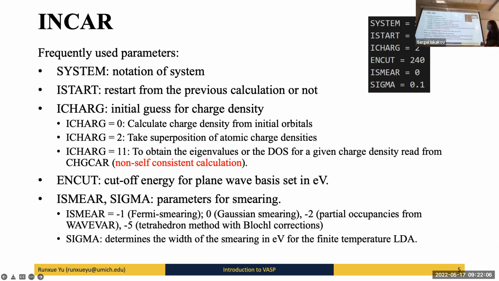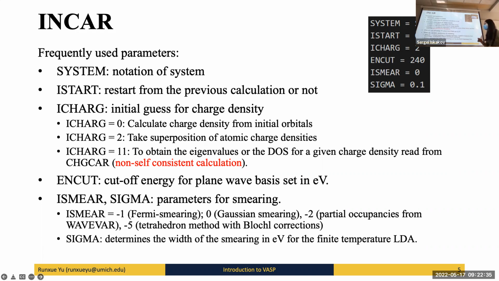Sometimes we try to find the optimal energy cutoff by doing the self-consistent calculation with different ENCUT values. When you find the difference of the energy is minimal enough to ignore, then you can just set the energy cutoff at that level and do the following calculations.